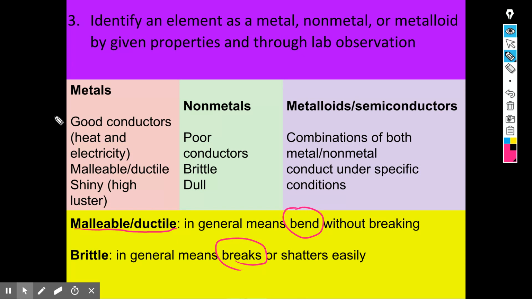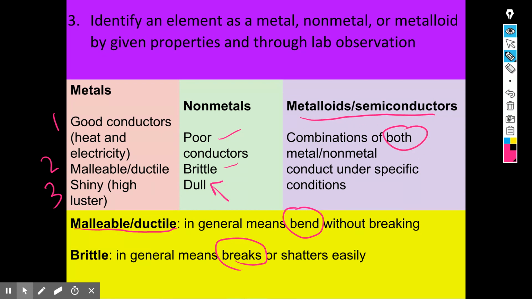If you know the 3 properties of a metal, then you know the 3 properties of a non-metal, because it's just the opposite. Non-metals are poor conductors. They're brittle. If you hit a porcelain coffee cup or a glass with a hammer, is it going to shatter or is it going to bend? And same thing with the shininess, it's the opposite. Non-metals are dull, metals are shiny. And metalloids or semiconductors have properties of both.